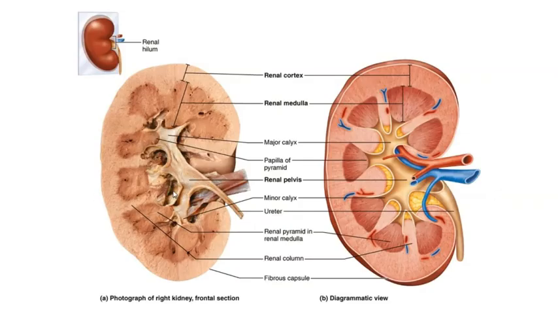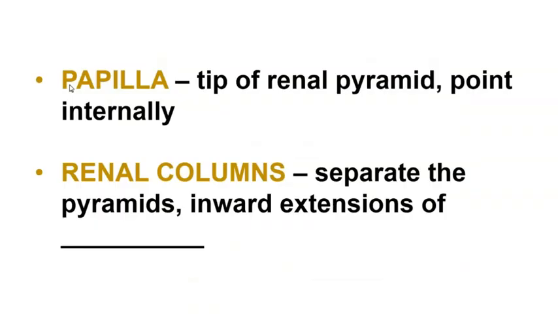So looking ahead here, we can see that the middle of here is the renal medulla, and we can see that the renal medulla is segmented into these triangular shaped structures that we refer to as the renal pyramids. Looking again at the renal medulla, we see that the tips of the pyramids point internally, and we call those tips of the pyramids the papilla, and they point internally towards essentially the drainage structures of the kidney.